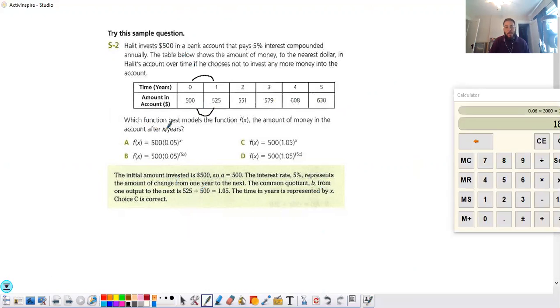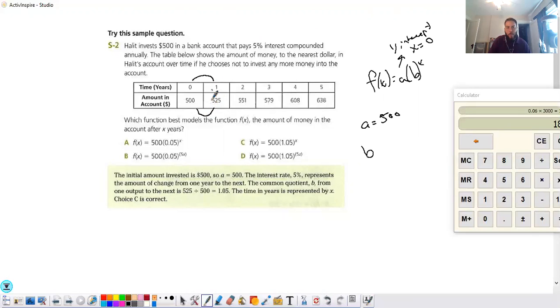It says, which function best models the function f of x, the amount of money in the account after x years? So we have our formula, f of x equals a b to the x here, with our a being our y-intercept, which is when x equals 0. So right away, we can take a look at this and see that when x is 0, our a is equal to 500. Now, to find b, what we have to do is take any of our outputs and divide it by the output in front of it.